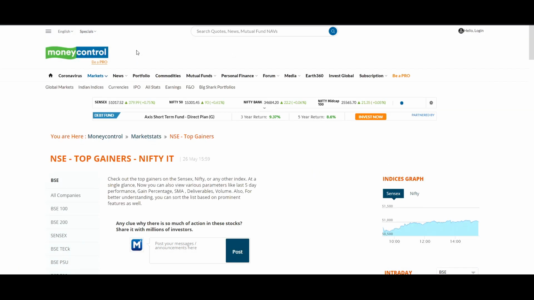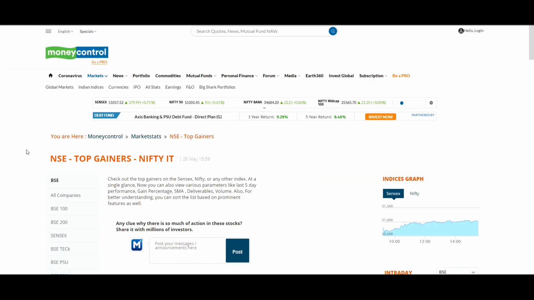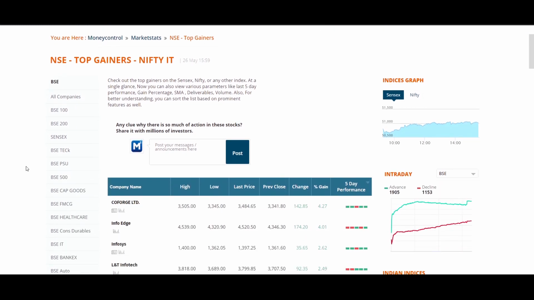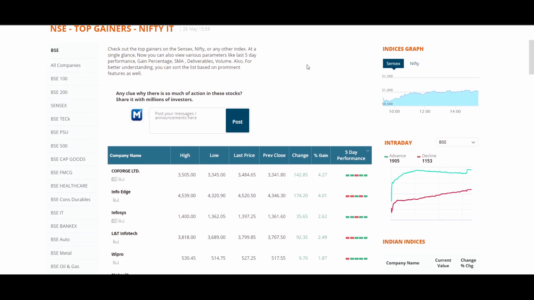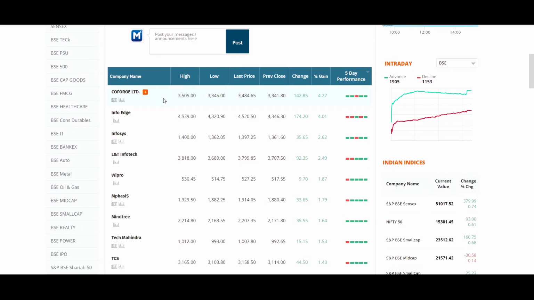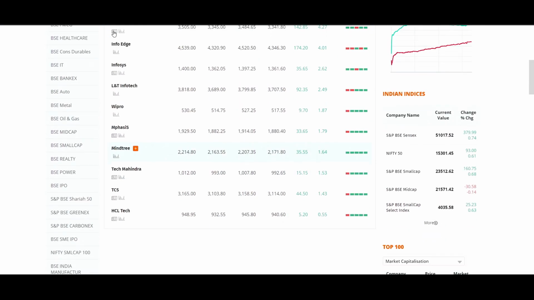moneycontrol.com, under markets, under top gainers. Out of the 4 stocks, you need 2 stocks which are bullish, and you need 2 stocks which have shown a bearish trend throughout the day. So in the top gainers, I have Nifty IT. Every single stock of Nifty IT was in green today, every single stock. And out of them, all right, I took a look at a couple of stocks.